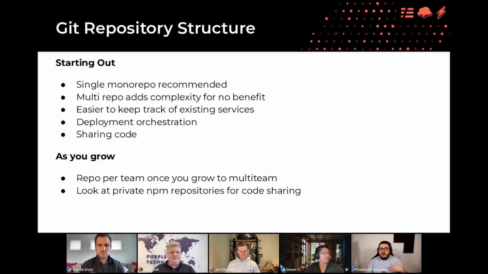And then ultimately, we also get questions around Git repository structure and how best to lay out the services within a Git repo to manage them more effectively. Starting out, the general recommendation we'll make is to use a single monorepo for all your services. Keep everything together, because at this point, a multi-repo environment doesn't really add much benefit and can add a lot of complexity for no real benefit. It also makes it a lot easier to keep track of existing services, especially as you're onboarding new members to your team. They can pull a single repo down, see all the services you have available, and immediately know where to go to start working on things.